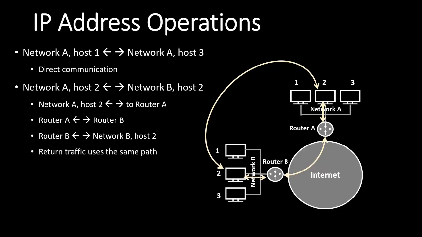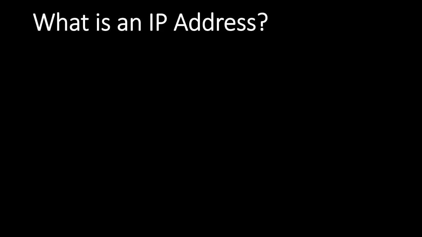Host 2 network B sends traffic to router B, then router B sends the traffic to router A, and router A sends the traffic locally to host 2 in network A. So after all this discussion, we still didn't identify IP address. What is the length of IP address? What are the components of IP address?